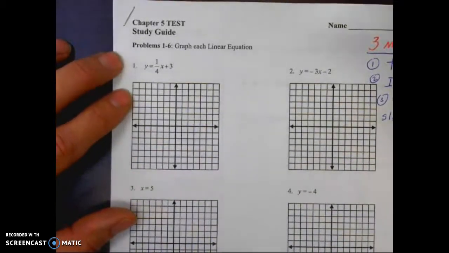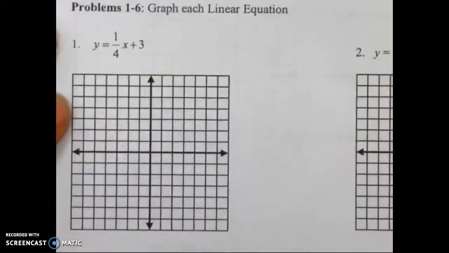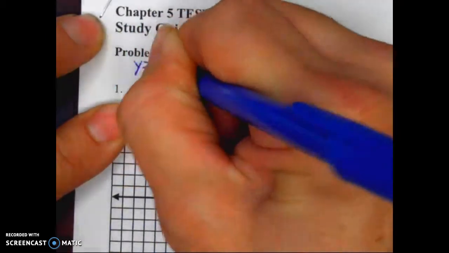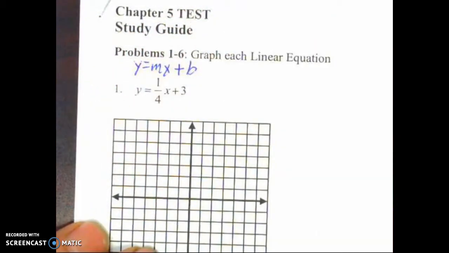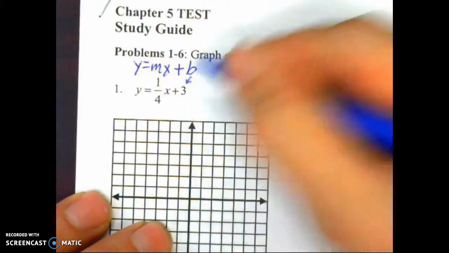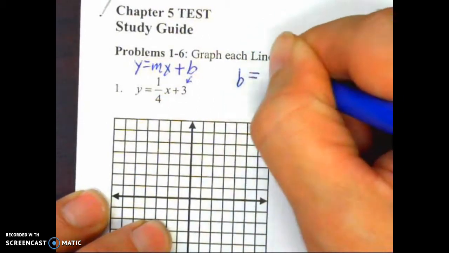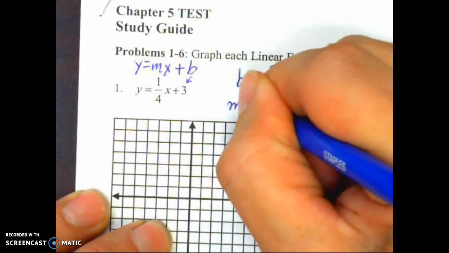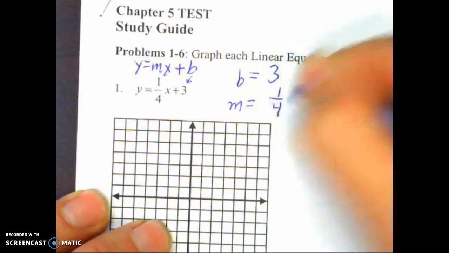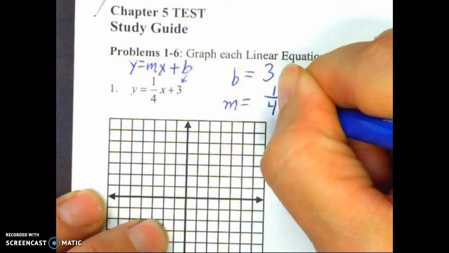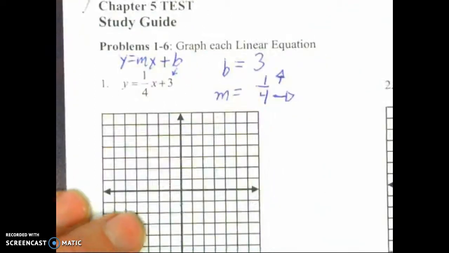Number 1, I'm going to zoom in, appears to already be in y equals mx plus b. So I'm going to write that right above it: y equals mx plus b. And then I'm just going to line it up. So my b is the 3, and my slope is 1/4. So I know that b equals 3, and my slope is 1/4. Now remember, that's positive, so it's going to be up 1 and over 4, right?